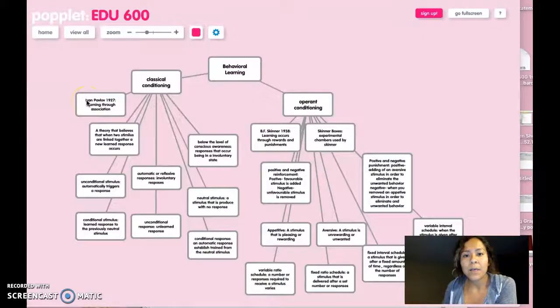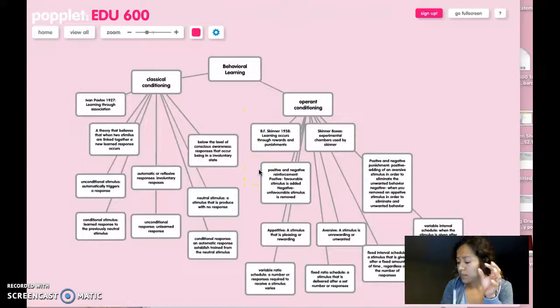Hi. So for this week's assignment, we had to create a concept map, which is shown right here. Our concept maps had to be based off the two readings we had to do, and this week's readings were on behavioral learning. We had two different theories: classical conditioning and operant conditioning.